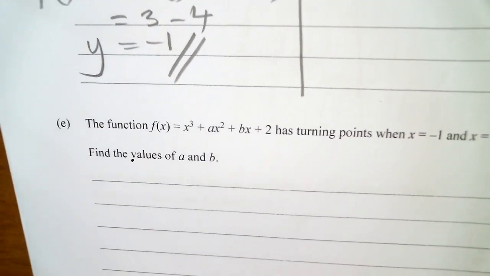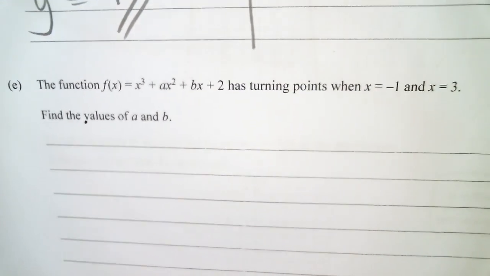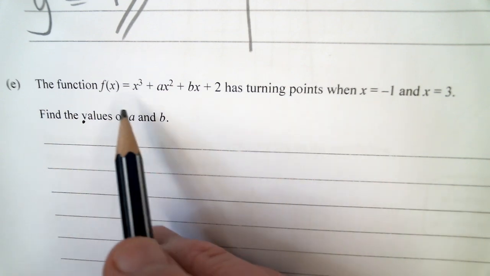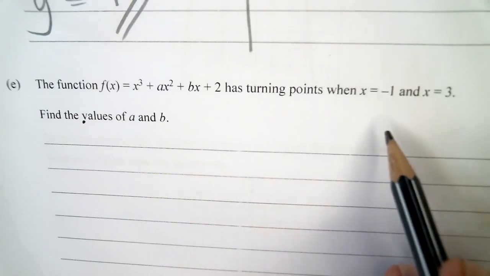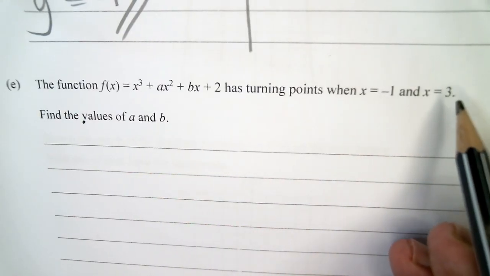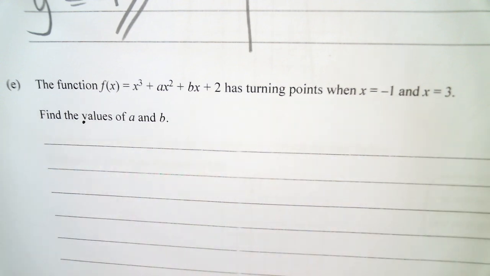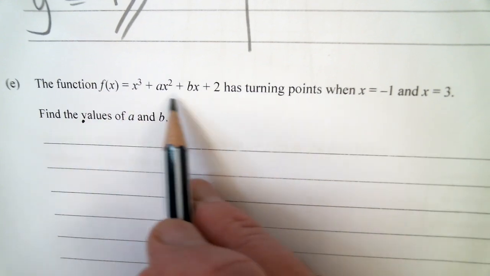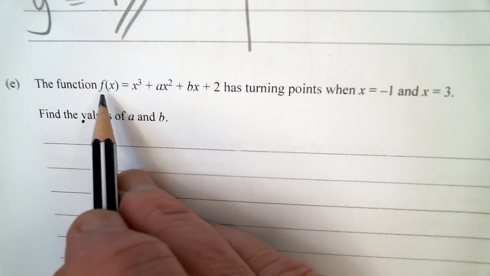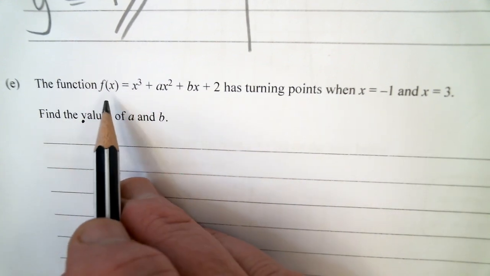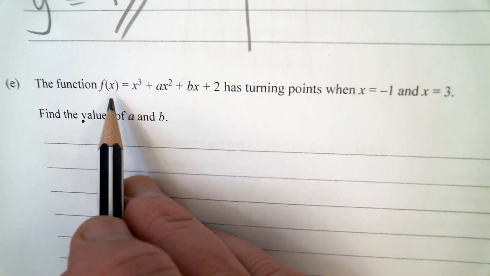All right, let's take a look at number 1e. It says the function f of x has turning points at -1 and positive 3, and we've got to find the values of a, b, and c. Now, this one here is nice and straightforward because all we have to do is find the gradient function of that, make it equal to 0, and when that equals 0, we've got two possible values.